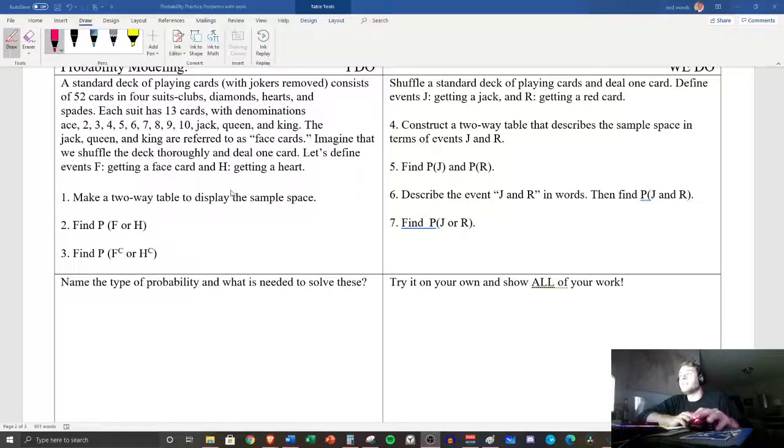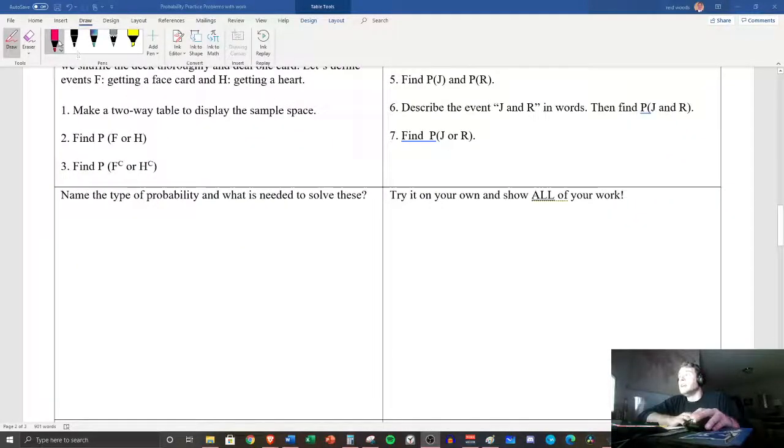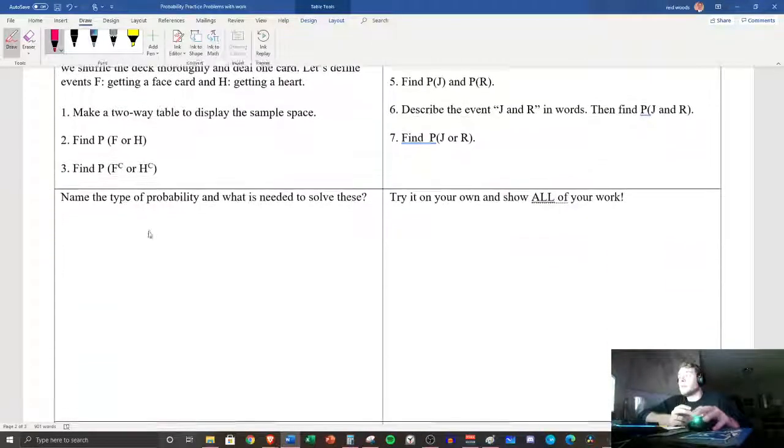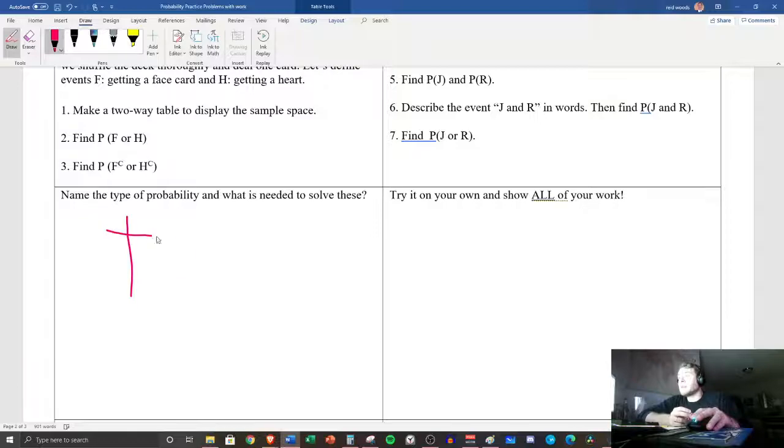Let's define the events F as getting a face card and H as getting a heart. So we have two events here. It says make a two-way table. That's number 1 here. So we're going to do that. So I'm going to make myself a simple two-way table. So I'm going to put F on the left for face card and then F complement for not face card. At this point, we should have a lot of experience with creating these two-way tables. So we have H, not H.